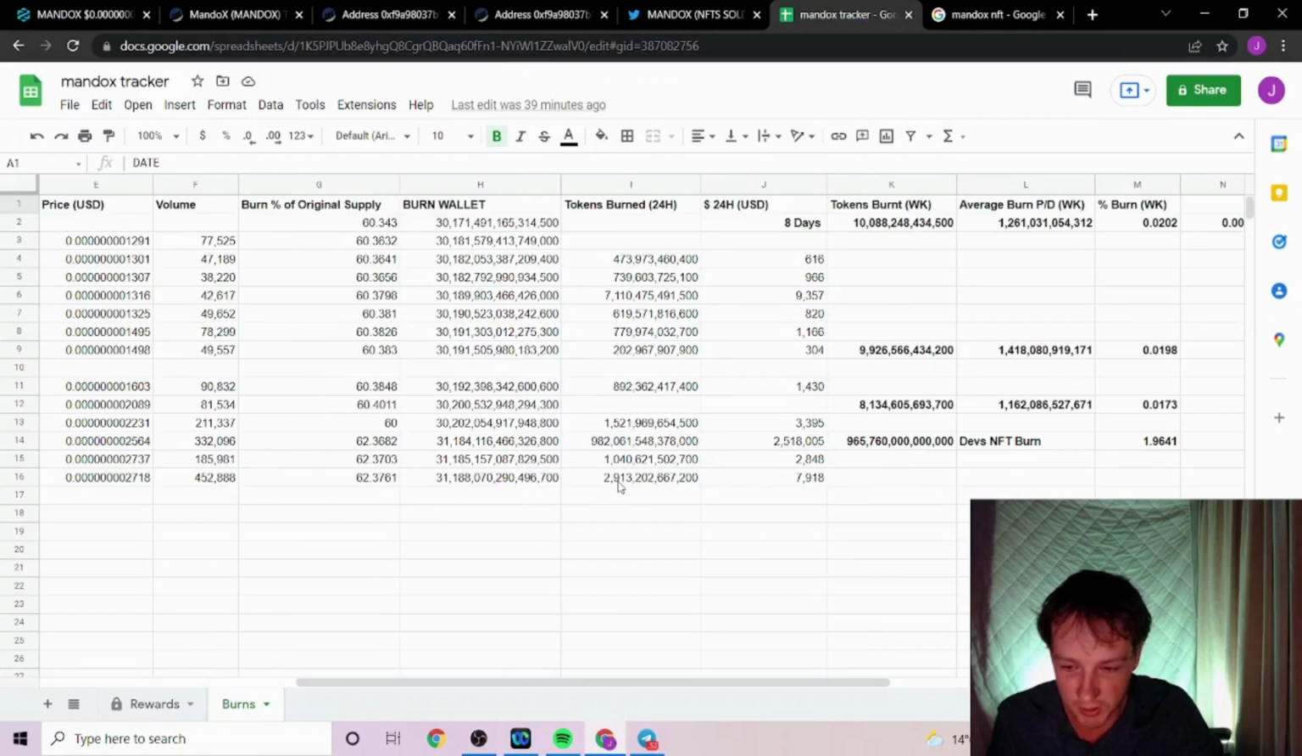The burn wallet is currently sitting at this number, which we are not going to read. That brings the total tokens burned over the last 24 hours to roughly 2.9 trillion, which is worth just under 8,000 US dollars. Yesterday, total tokens burned was just over 1 trillion, which was worth just under 3,000 US dollars at the time. So we still have 2 days of our review, of course.